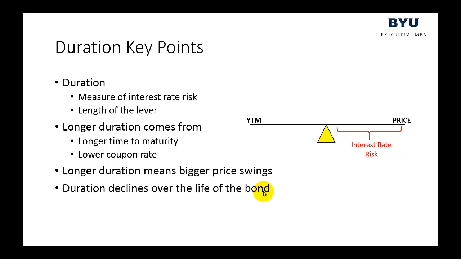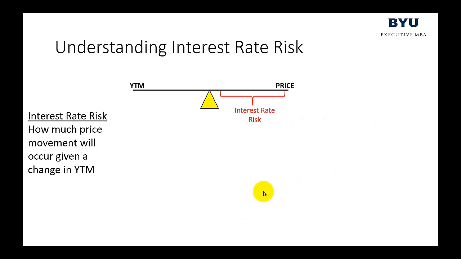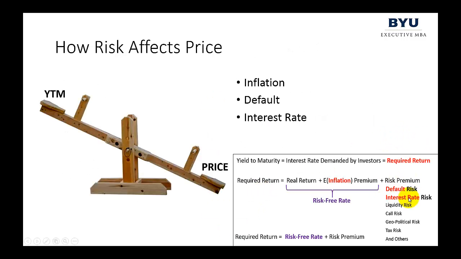But the reason that it matters is it tells you how big the price swing is when you get a move in the yield to maturity. And even though it doesn't fluctuate, it is still a component of the risk premium. So a bond that gets issued with bigger interest rate risk will have a higher yield to maturity. That partly explains why long-term bonds typically have higher yields to maturity, because they have higher or longer duration, which means more interest rate risk.